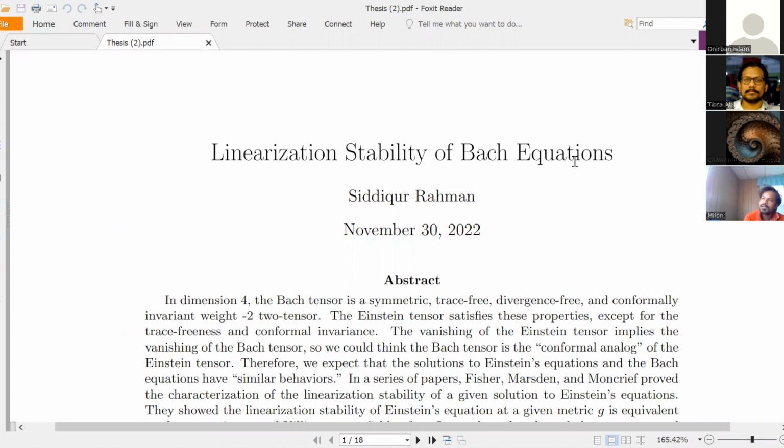What I am trying to do is prove some kind of similar results for the Bach equation. The Bach equation is a little bit more complicated than Einstein's field equation in some sense, because the Bach equation is a fourth order system of PDE. Einstein's field equation was a second order PDE. I don't know, in the physics literature, people say higher order PDE. In some sense, it's complicated, but it has nice properties.